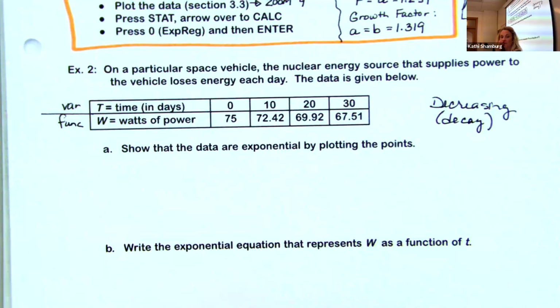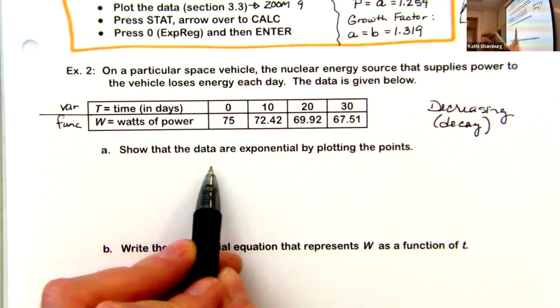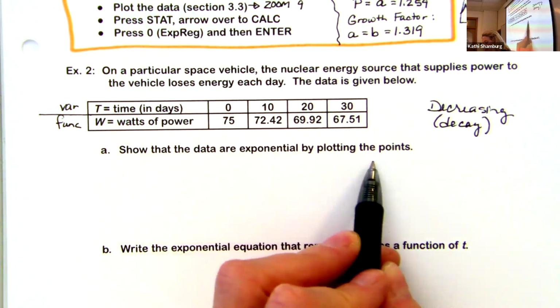So we know if it's going to ask us to create an equation, we know that that factor will be a number smaller than 1. So those are all the things you need to make sure of, so you don't give me something funky like a factor of 29.32 or something like that, okay? All right, show that the data are exponential by plotting the points.